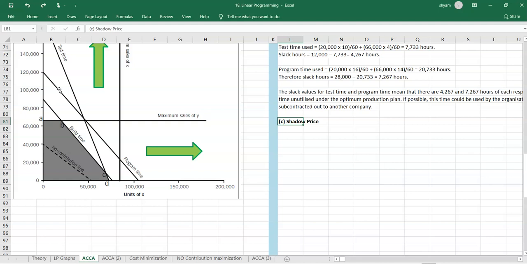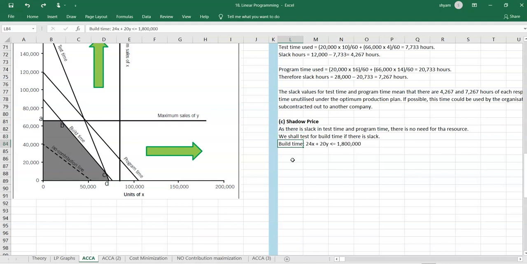Shadow price will be only available on the lines which are at the optimum point. The optimum point lines are two lines: maximum sales of y and build time. These are the shadow price lines, so they will be fully used. Let's check that. As there is slack in test time and program time, there is no need for that resource. We shall test for build time alone.